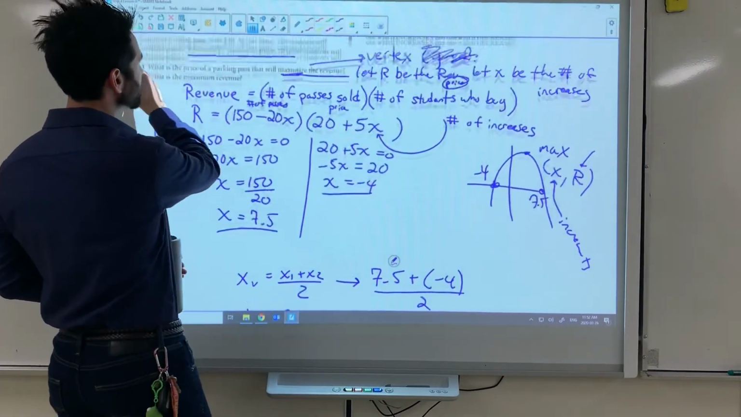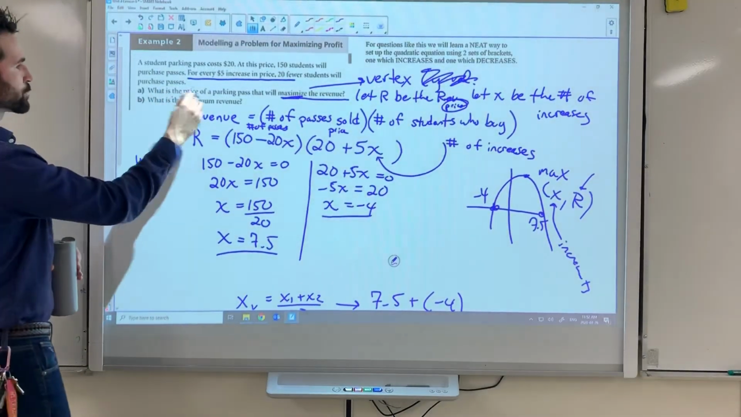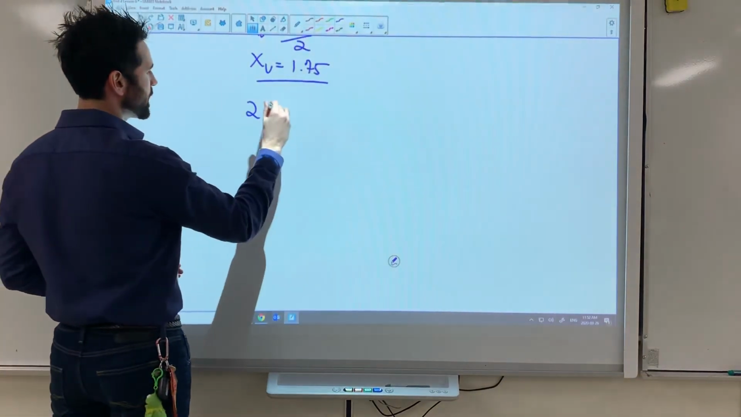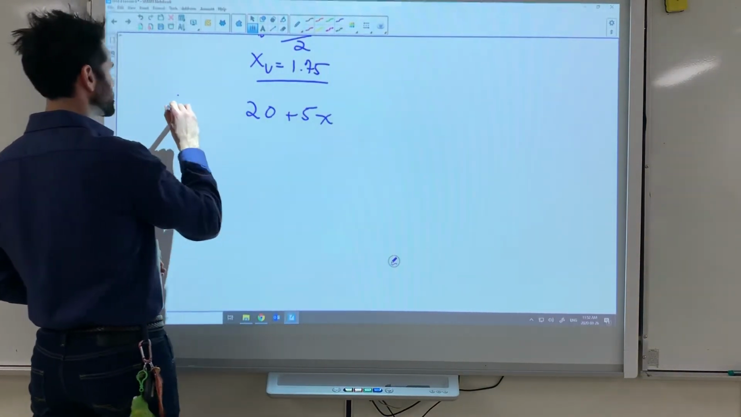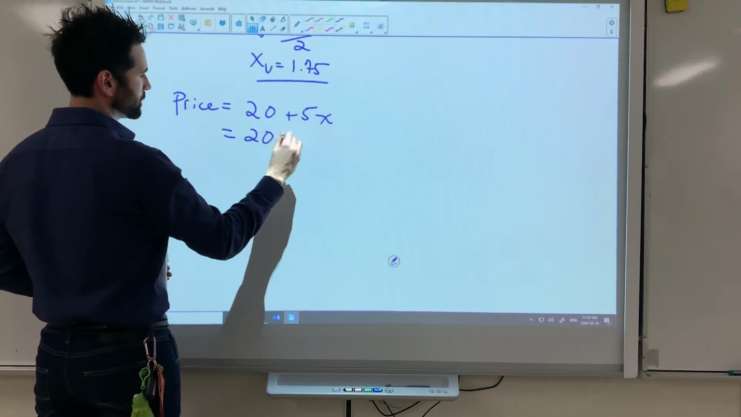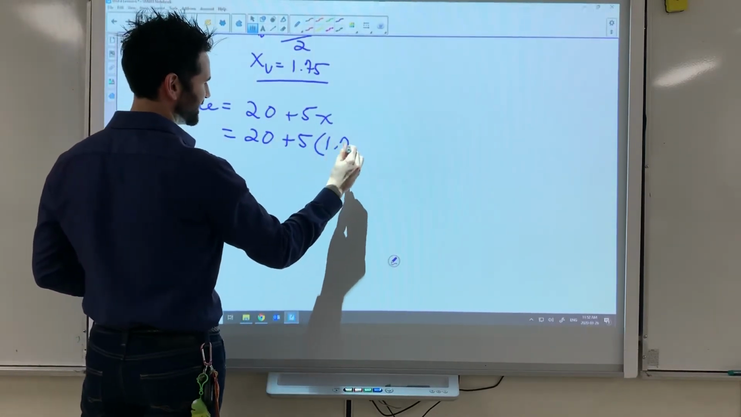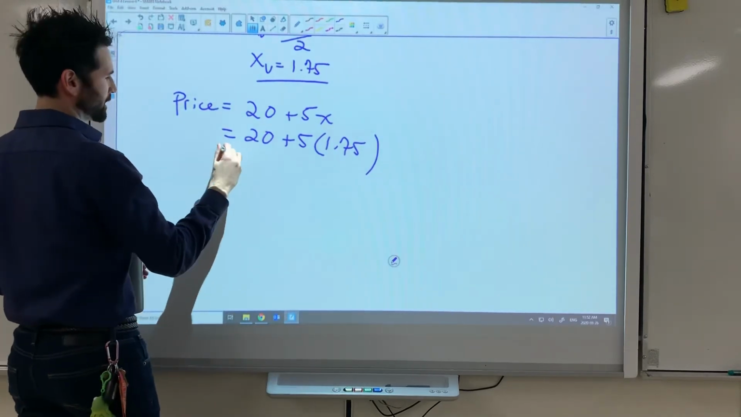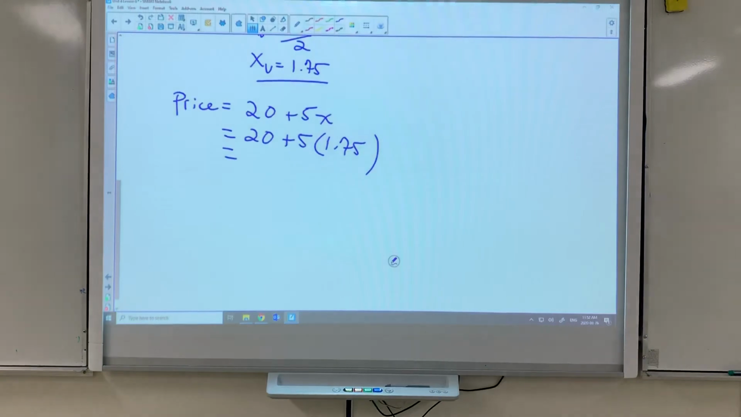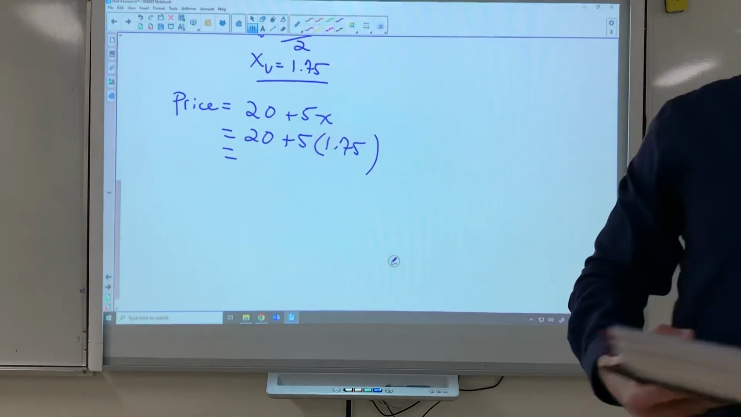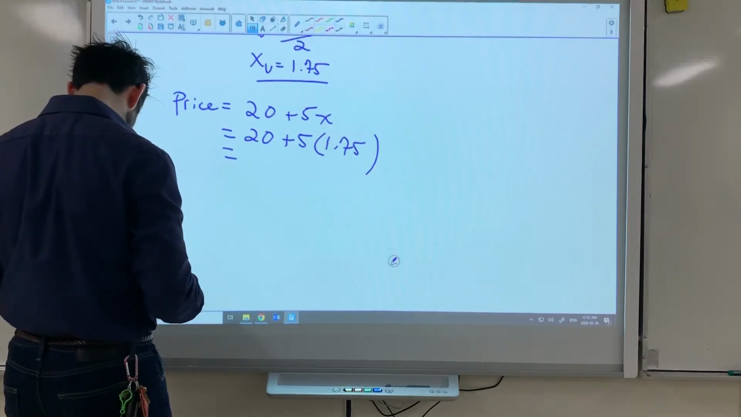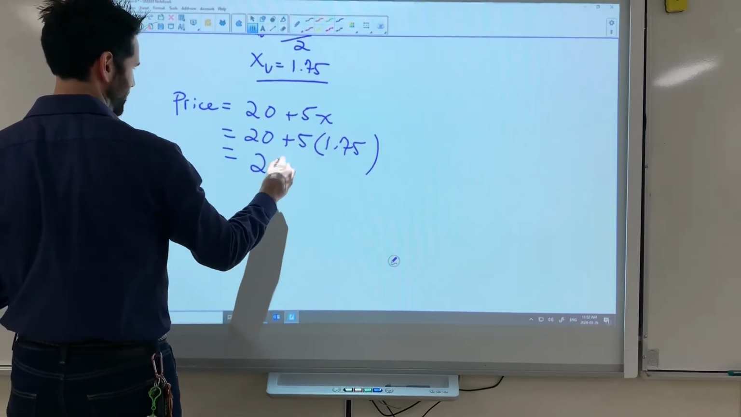So, go back to the question. What were they asking? They're saying, what is the price? Here's our price bracket, 20 plus 5x. So go grab that equation, say that's the price, and pop in what you found. And what do we get? I have to check my notes. Where's the price? Aha! 28.75.